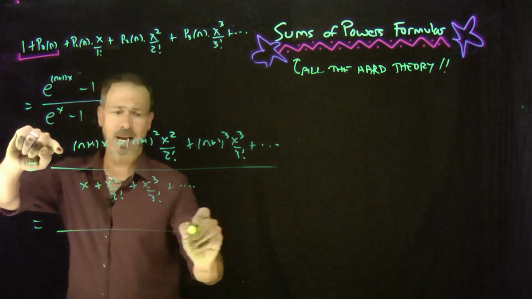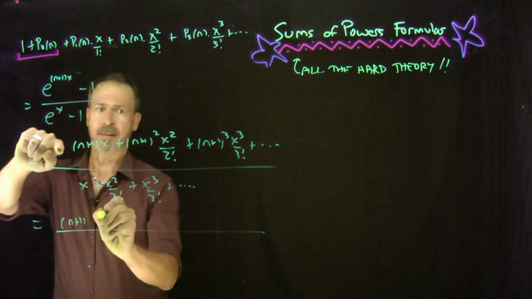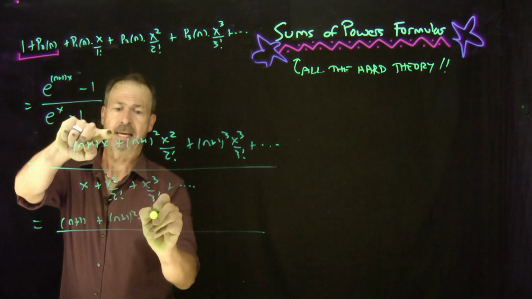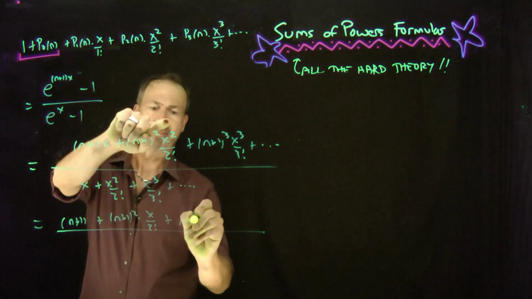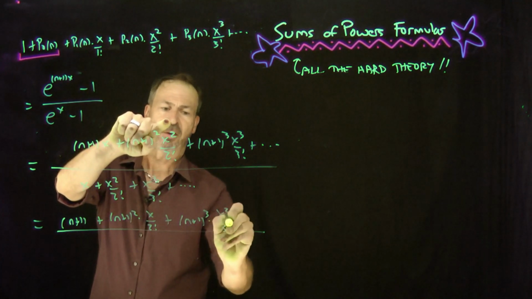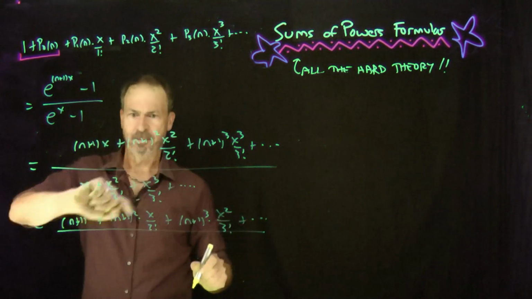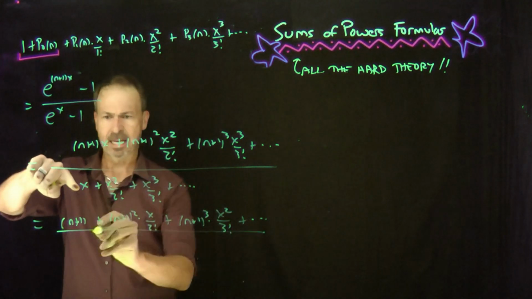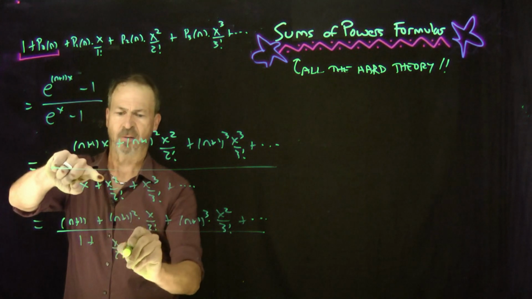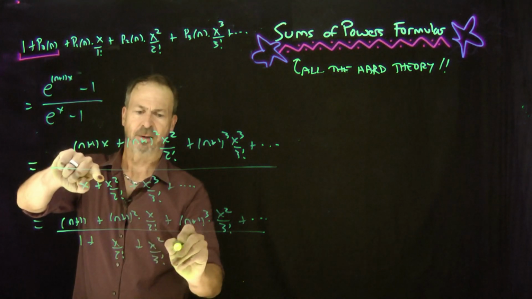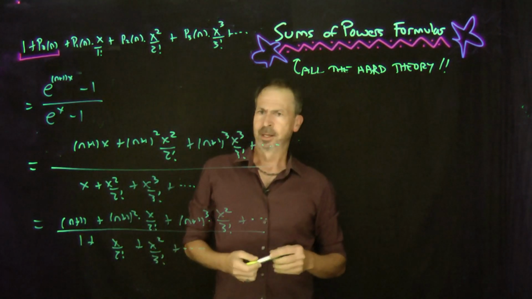That will leave behind n plus 1 plus (n plus 1) squared x over 2 factorial plus (n plus 1) cubed x squared over 3 factorial, and so on and so on and so on. Pen's starting to run out. Divided by x here, we'll leave a 1 plus an x over 2 factorial plus x squared over 3 factorial, on and on and on and on.